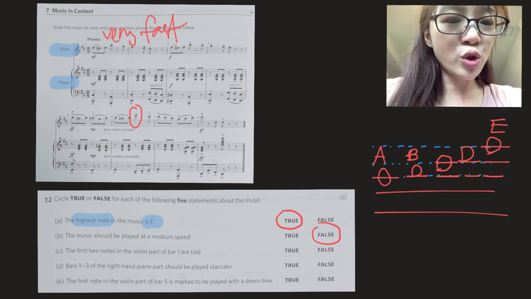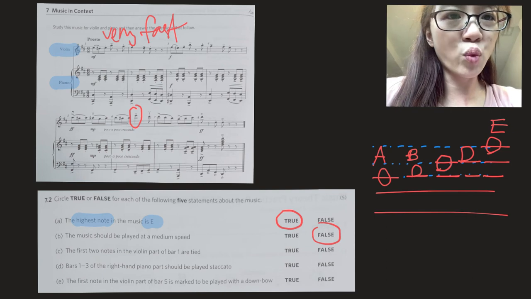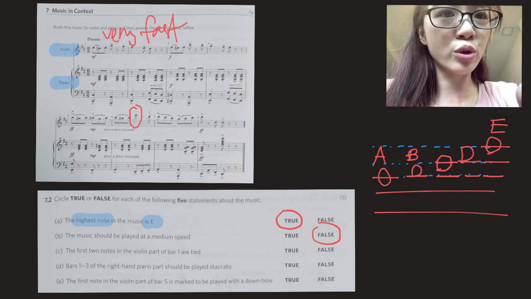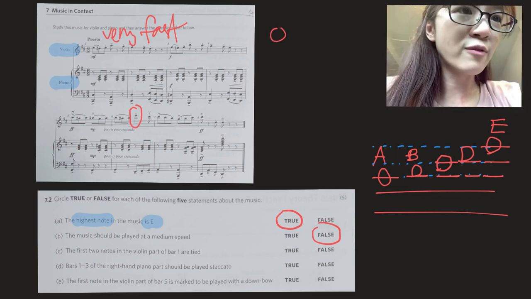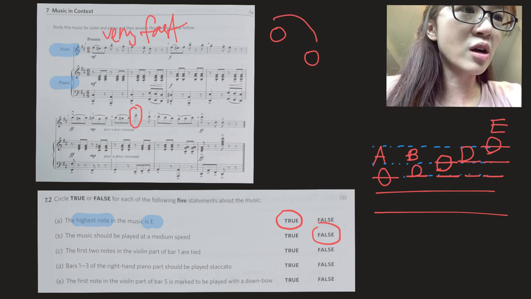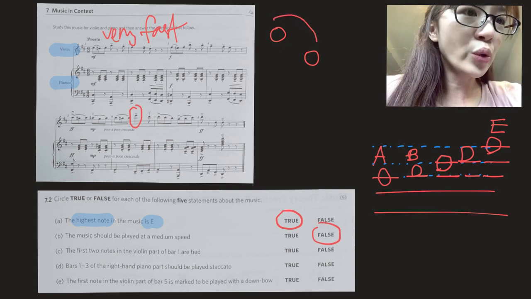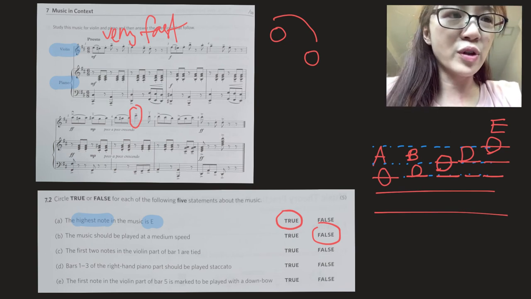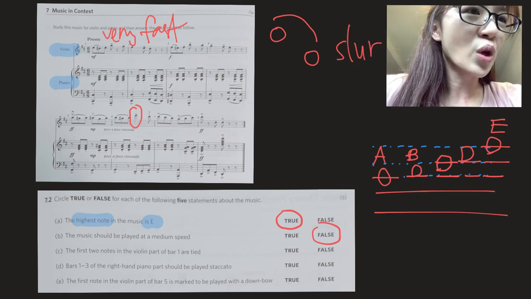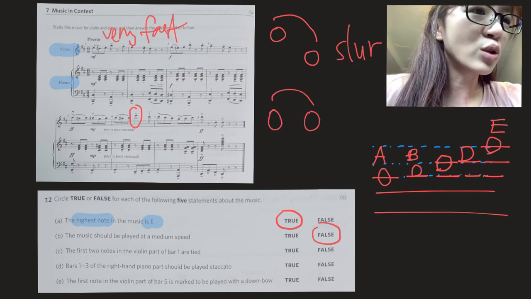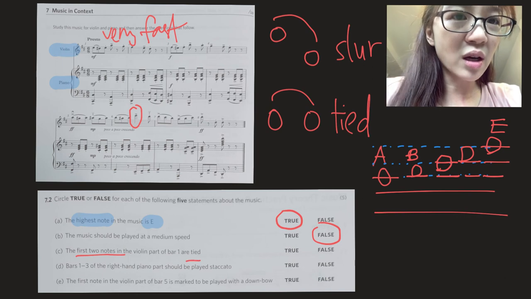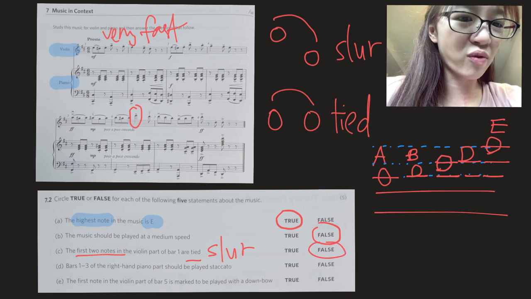So the first 2 notes in the violin part of bar 1 are tied. Tied means the same note. Look, these are 2 different notes. When you have 2 different notes with a slur, that is called a slur. When you have the same note, then you call it tied. So this is a slur. It's a slur, not a tie, because you have different notes, so it's false.